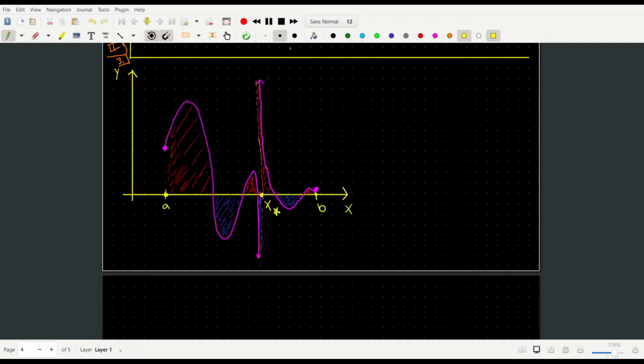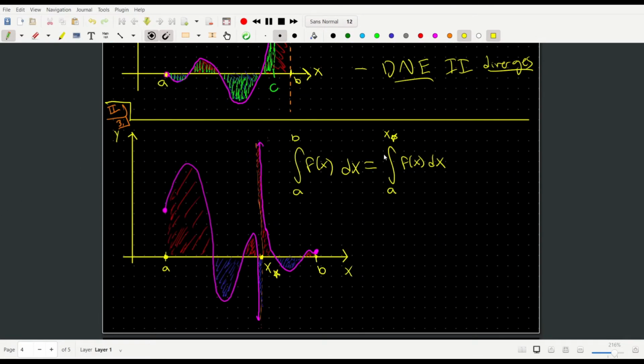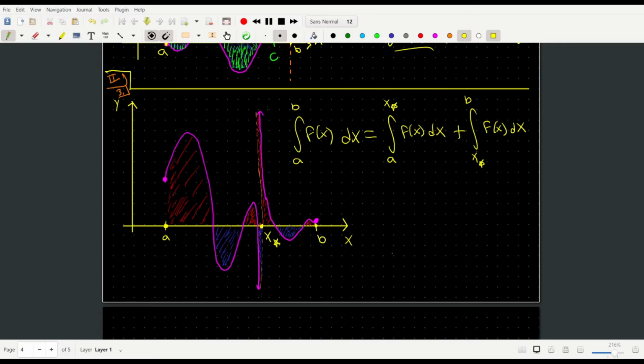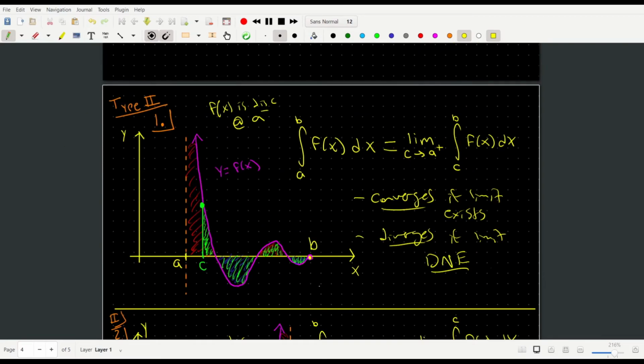So if we have a discontinuity here at, say, this x star, in order to find the improper integral from A to B, the most natural way of doing this is by splitting it into two parts: the improper integral from A to x star, which is an improper integral of type 2, subtype 2, because there's a discontinuity on the right of the interval from A to x star. And to add to that, the improper integral from x star to B. Because this is an improper integral of type 2 subtype 1, right? It has a discontinuity on the left of the interval.